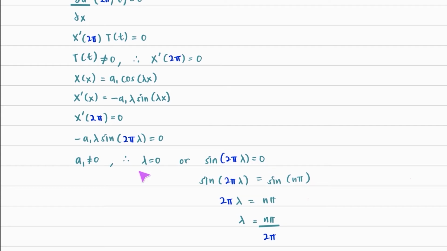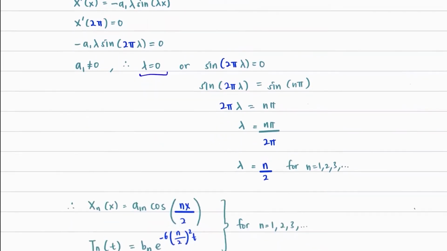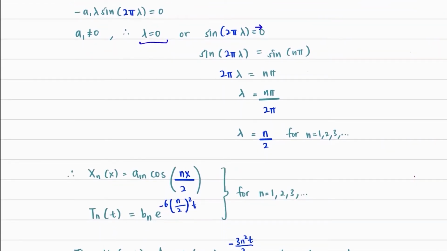Since we need to consider lambda equal to 0 again, we will calculate the solutions based on lambda equal to 0 after we complete for a2 equal to 0. Now, sin 2π lambda equal to 0, which means that sin 2π lambda is equal to sin nπ because sin nπ is equal to 0. 2π lambda is equal to nπ. So, lambda is equal to nπ divided by 2π. Simplify and lambda is equal to n over 2 for n equal to 1, 2, 3 until infinity.